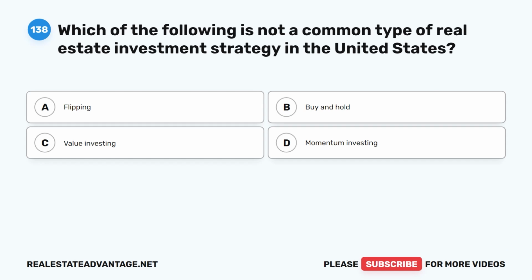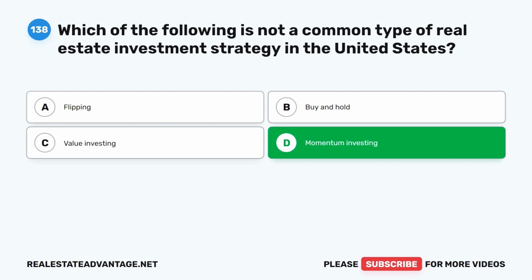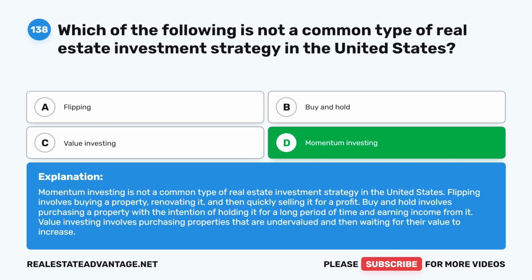Which of the following is not a common type of real estate investment strategy in the United States? A. Flipping. B. Buy and hold. C. Value investing. D. Momentum investing. The correct answer is D. Momentum investing. Momentum investing is not a common type of real estate investment strategy in the United States. Flipping involves buying a property, renovating it, and then quickly selling it for a profit. Buy and hold involves purchasing a property with the intention of holding it for a long period of time and earning income from it. Value investing involves purchasing properties that are undervalued and then waiting for their value to increase.